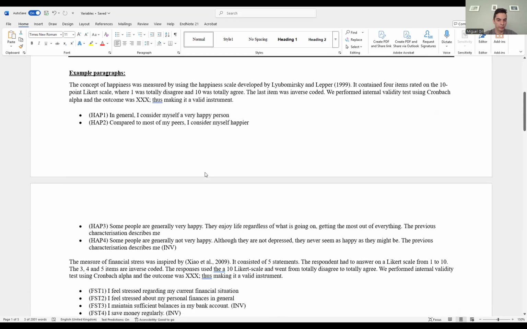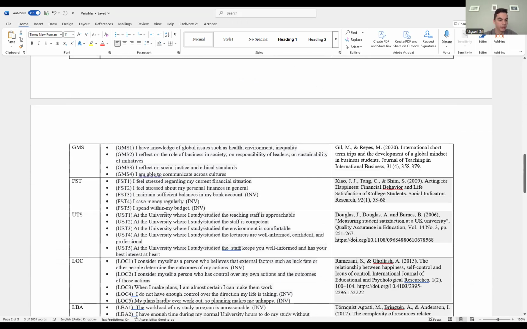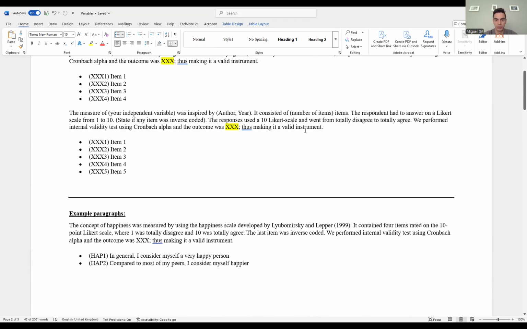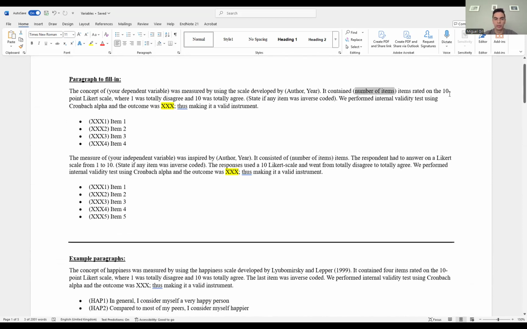Happiness is 4 items. But other variables have more. For example, financial stress has 5 items. So check how many items you have and then put it here. So the number of items, for this case, will be 4, right? For happiness. Rated on the 10-point Likert scale, where 1 was totally disagree and 10 was totally agree. You don't have to change this because I already made sure that all the questions can be answered with totally disagree or totally agree, and we will use 1 to 10. So do not change anything in here.